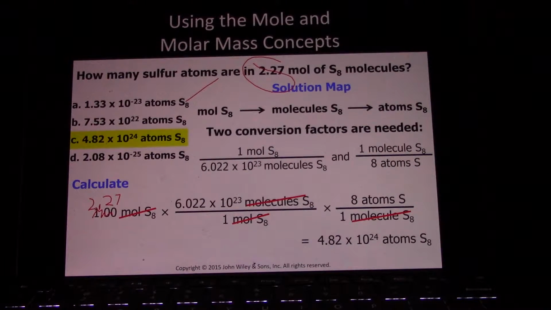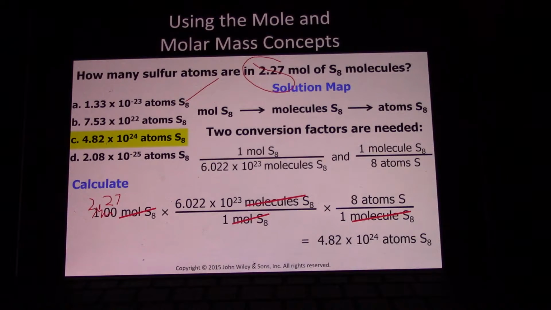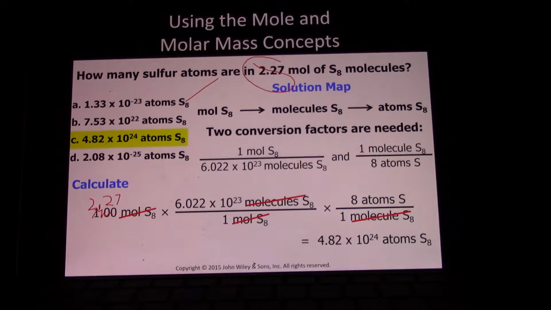And so if we run the new numbers, we will have 2.27 times 6.022 times 10 to the 23rd times 8. And that'll give us 1.09 times 10 to the 25th. So just take that final answer times 2.27 and you'll get the right answer.